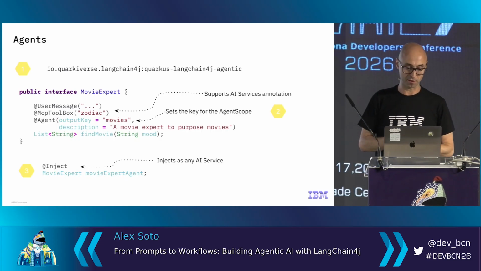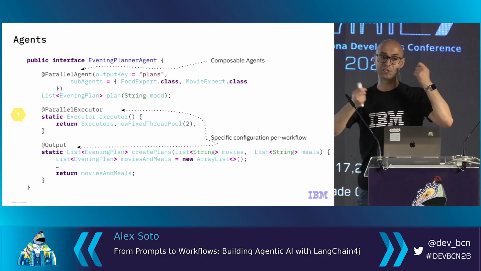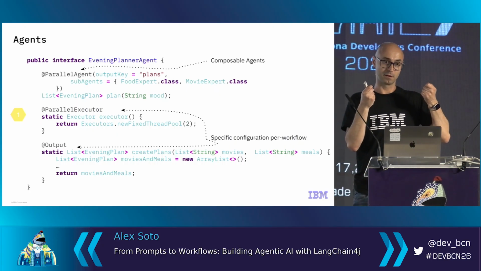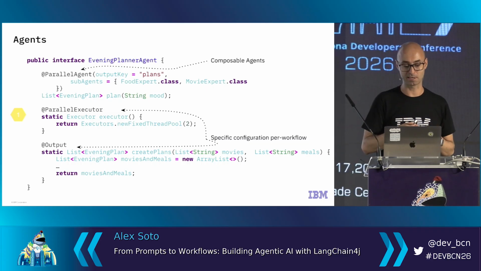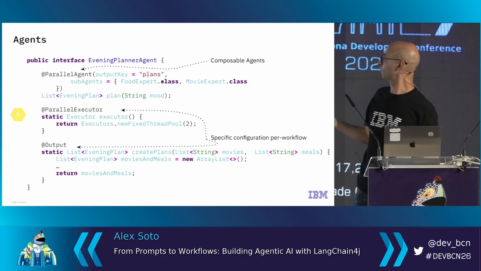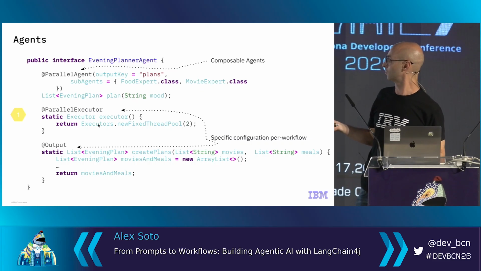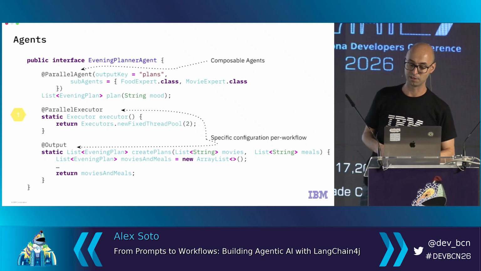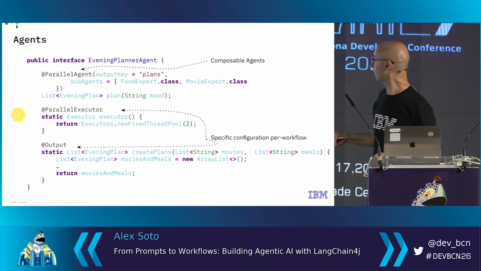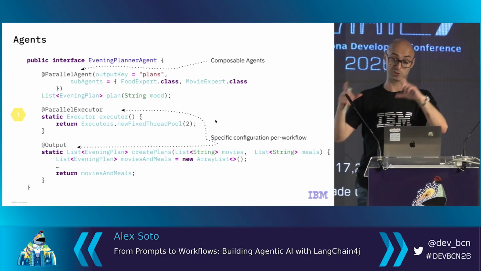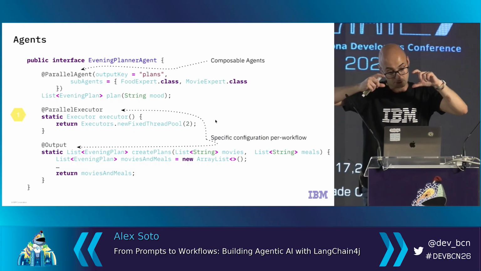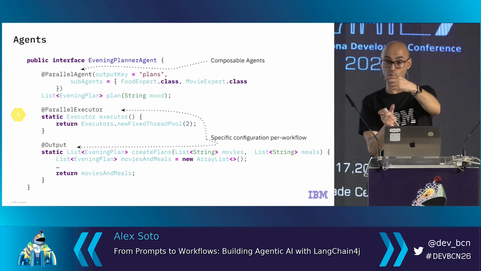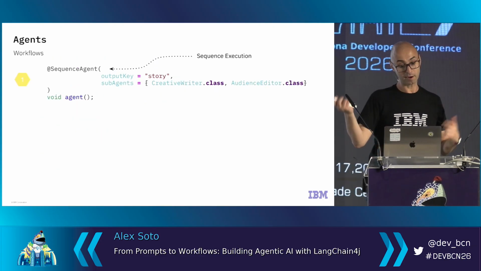Now, the important thing here is that I can just start creating, let's say, workflows. For example, in this case, I'm just creating a parallel agent, as you can see here at the beginning, parallel agent, whose output is plans, and I have two sub-agents, the food expert and the movie expert that we've seen before. Now here, this is the method plan. This is where I want to execute this in parallel, and this is how I can compose the output of both of the agents, okay? So you see that now I'm creating a super agent, if you will, that is going to use two other agents in parallel.